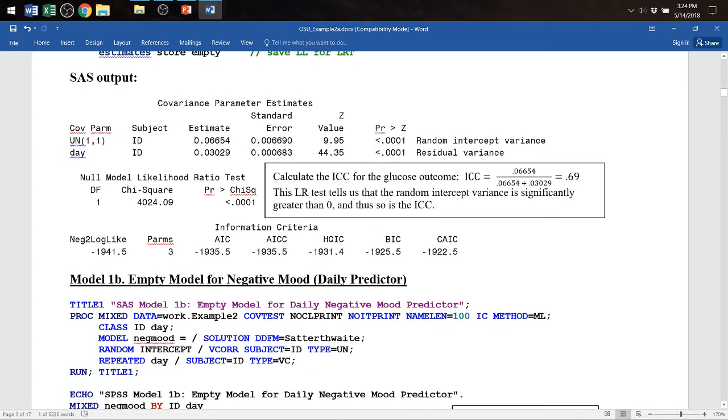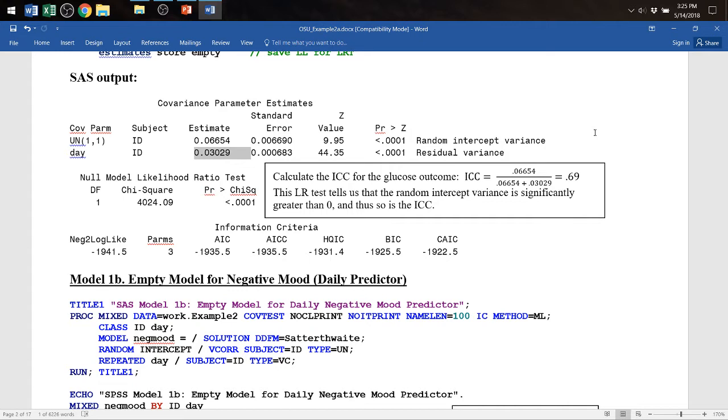So here are the estimates. UN11 is my random intercept variance. That's level 2. Day, then, is level 1. So I can make an intraclass correlation as level 2 over level 2 plus level 1. And that works out to be an intraclass correlation of 0.69. So 0.69 is the percent that is between or within, folks. Between, level 2 or 1?